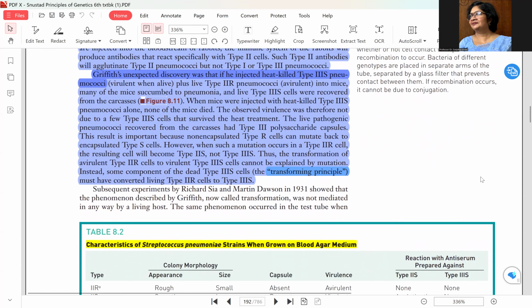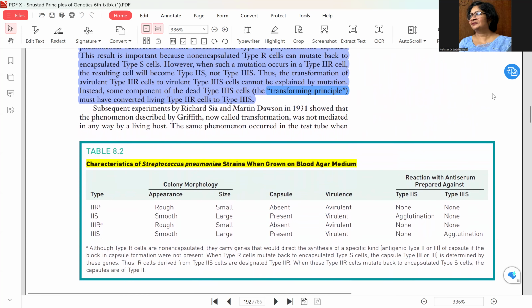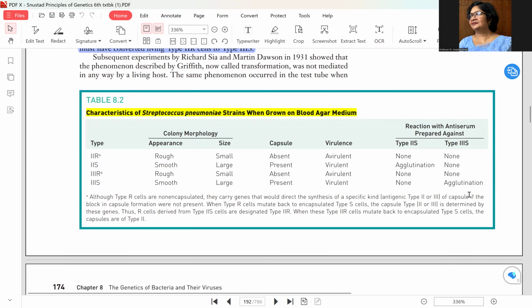In Griffith's experiment, Griffith used different types of Streptococcus pneumoniae. The table summarizes the different types of Streptococcus pneumoniae used by Griffith in his experiment. So there can be type 2R cells, which are rough cells that cannot cause disease, then type 2S cells, which are smooth cells that can cause disease. Then again, there can be type 3R, which cannot cause disease and are rough, and type 3S, which can cause disease and are smooth.